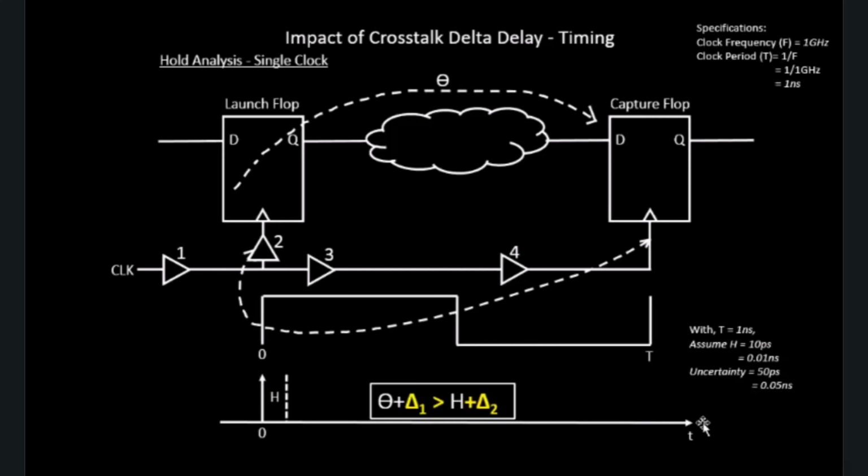So as a result, the equation for the hold time becomes a bit complex, and the reason I'm saying complex is that we are trying to add more and more practical scenarios into the equations. Okay, so let's add those. So the hold time requirement becomes: H, which is the hold time of 10 picoseconds, plus the delta 2, which is nothing but the capture flop clock delay, plus the hold uncertainty, which is 50 picoseconds. So this becomes the requirement.